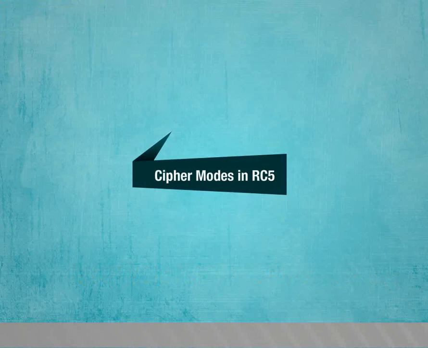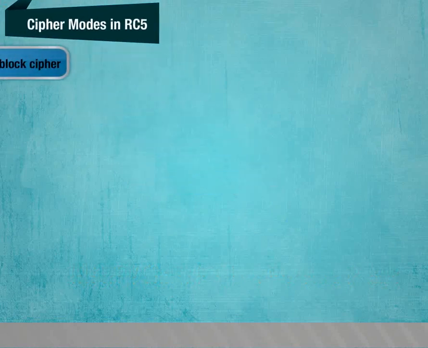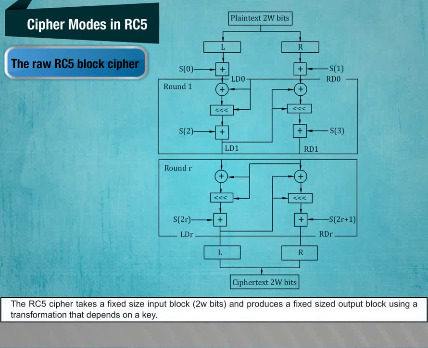Cipher modes in RC5. The raw RC5 block cipher takes a fixed-size input block, that is 2w bits, and produces a fixed-size output block using a transformation that depends on a key.